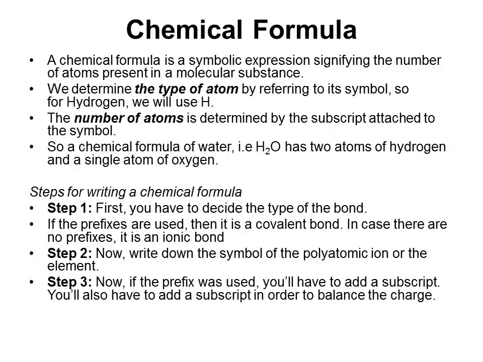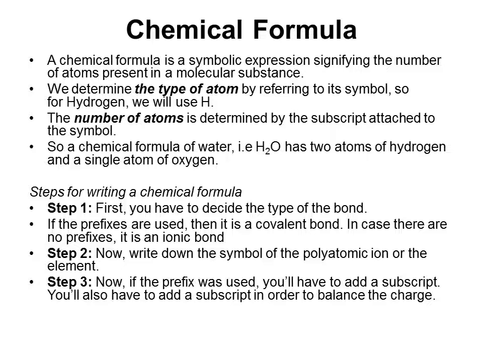So now talk about chemical formula writing. A chemical formula is a symbolic expression signifying the number of atoms present in a molecular substance. We determine the type of atom by referring to its symbol. So for hydrogen we will use H. The number of atoms is determined by the subscript attached to the symbol. So the chemical formula of water is H2O, which has two atoms of hydrogen and a single atom of oxygen.